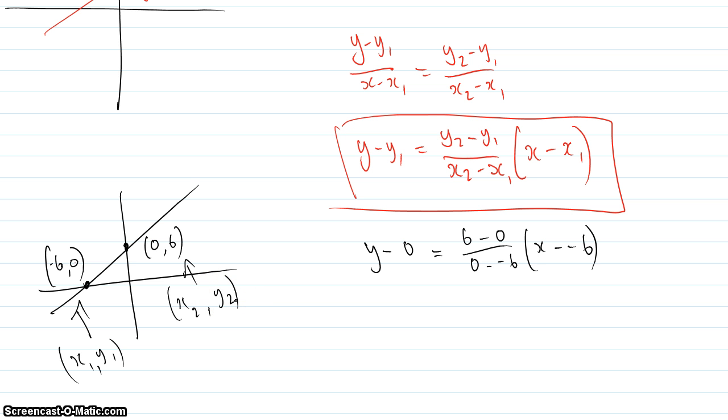Okay, and y minus 0 is just y. 6 over 6, sorry, it's negative, positive, so it'll be 1 times x plus 6. So this equation is y equals x plus 6. And there we go, that's the equation. So this formula can be really helpful in finding out the equation of a line.